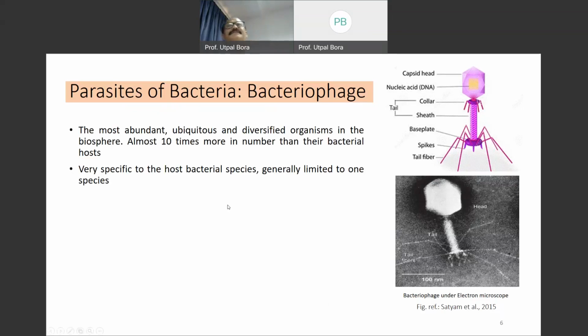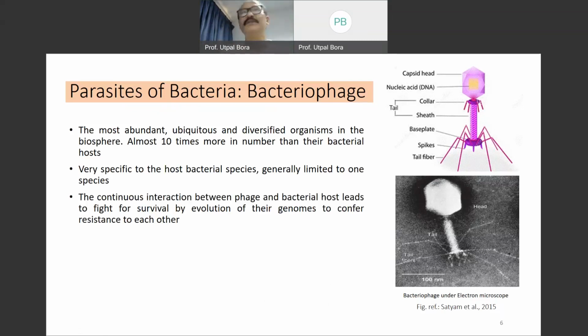Okay. So we already know that they are very ubiquitous and abundant, 10 times more in number than the bacterial host. And they're very specific to the host bacterial species, generally limited to one species. The continuous interaction between phage and the bacterial host leads to a fight for survival by evolution of their genomes to confer resistance to each other. So these bacteriophages will always try to kill the bacteria. But then there is a contradiction. If these bacteriophages eradicate the bacteria altogether, the bacteriophage itself cannot survive in the long run. So there is always some kind of balance, which is still a mystery.